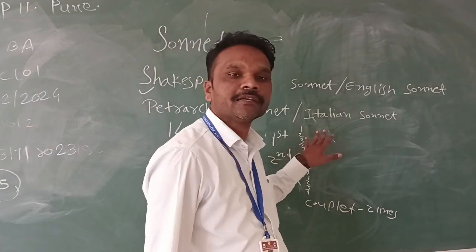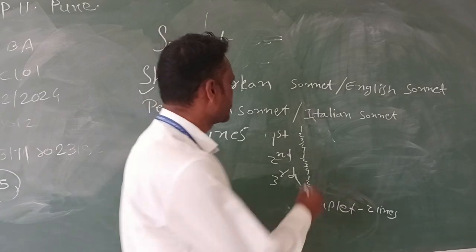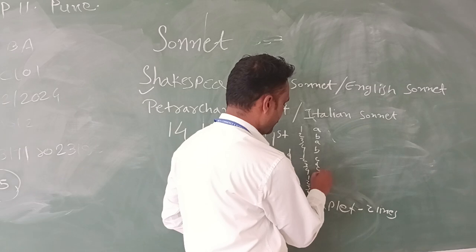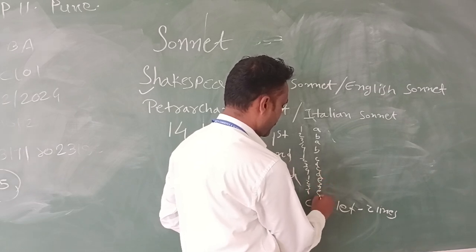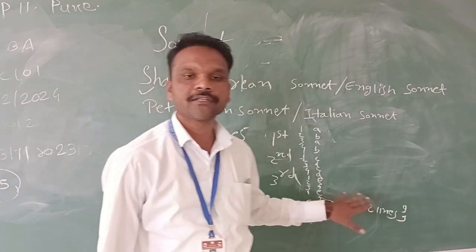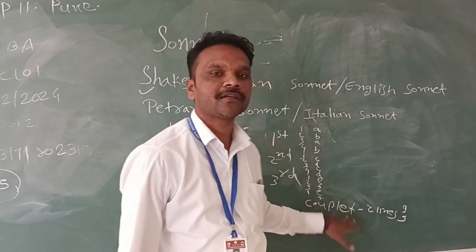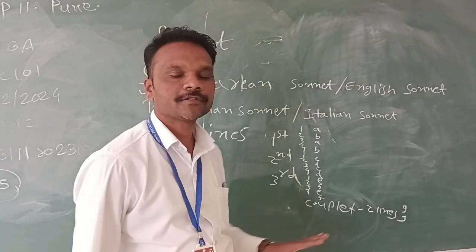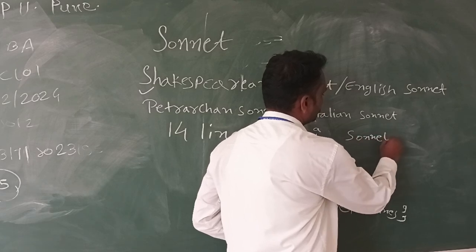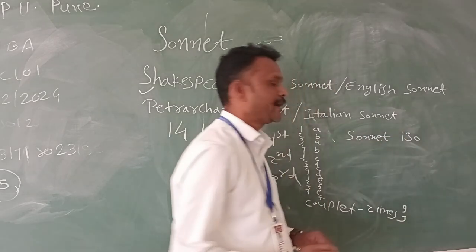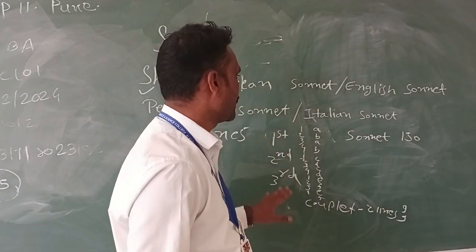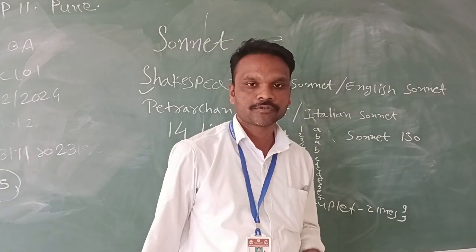It has its own rhyme scheme: A B A B, C D C D, E F E F, and G G. So that is all about the Shakespearean sonnet, and the best example of a Shakespearean sonnet is Sonnet 116, Let me not to the marriage of true minds.